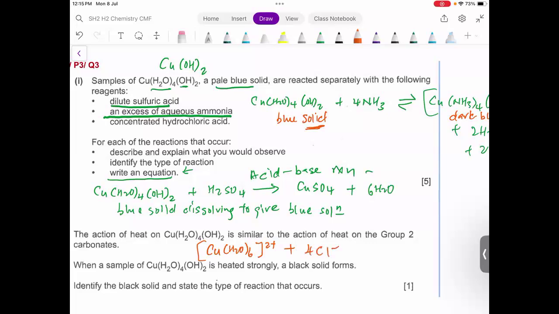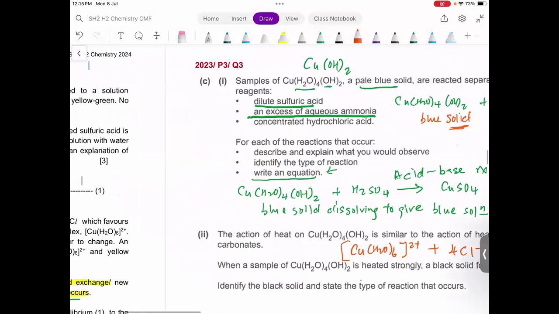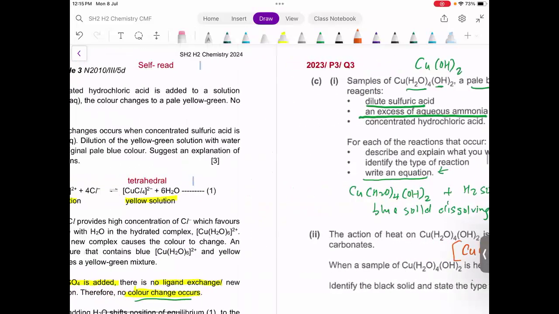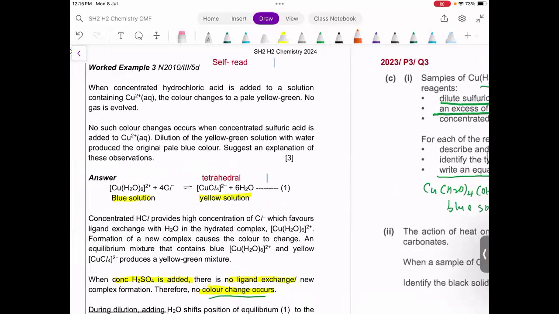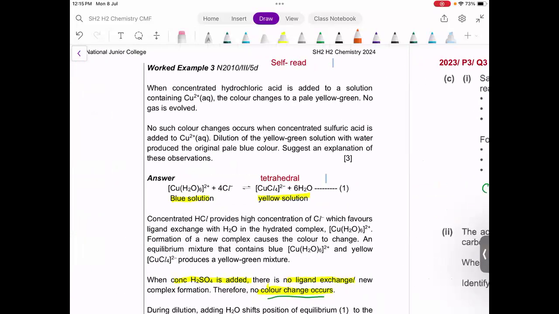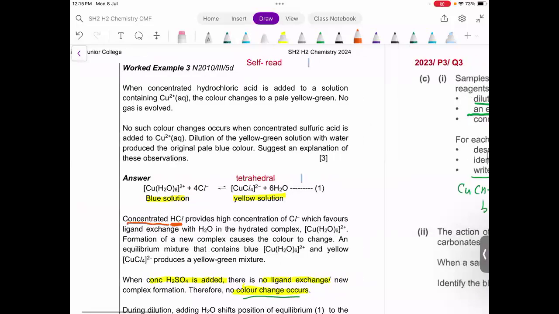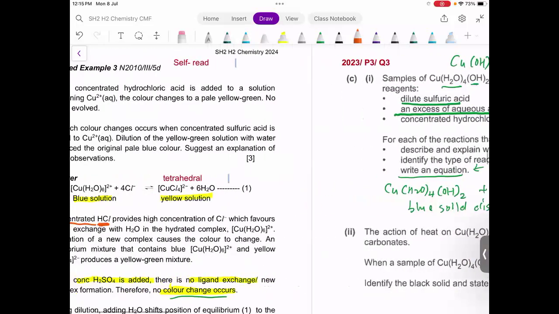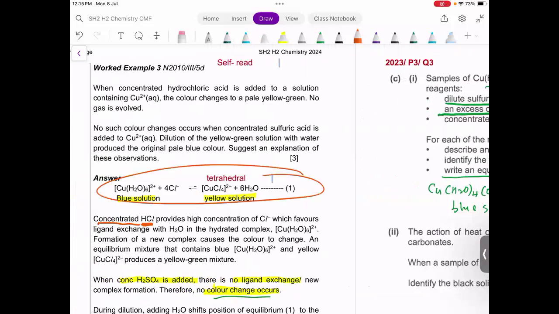Oh, because you want to push the formation of the tetrachloro complex. Okay, notice that it's always high concentration of chloride. Here, in this work example, you need high concentration to push the equilibrium forward to favor the formation of the tetrachloro complex. Yeah, so you can put this as your ligand exchange.